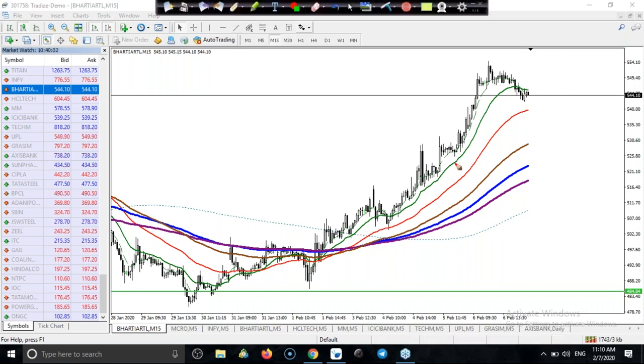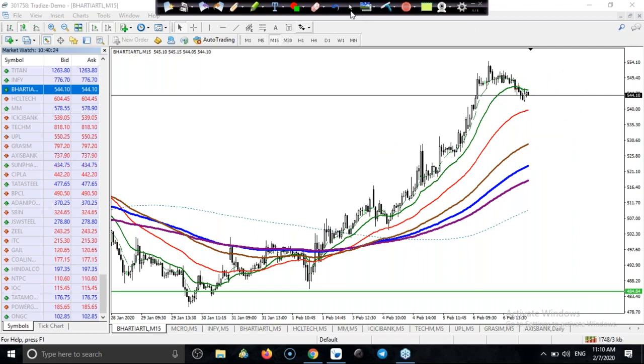Have you seen it? All moving averages are arranging sequentially. This is the 200 EMA and this is the 20 EMA. All are arranging sequentially. Have you seen it? It means in 15 minutes, Bharti Airtel is running in an uptrend.